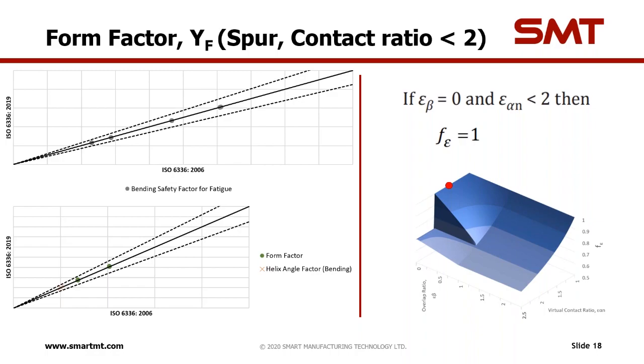This first slide captures a spur gear with contact ratio less than 2, as we discussed a little bit in the previous slide. This is a case which we wouldn't actually expect any change. As you can see, the bending safety factor is on our perfect fit between both cases, showing that the safety factor didn't change. Also, this corresponds to both form factor and helix angle factor. They are both equal to the previous values.